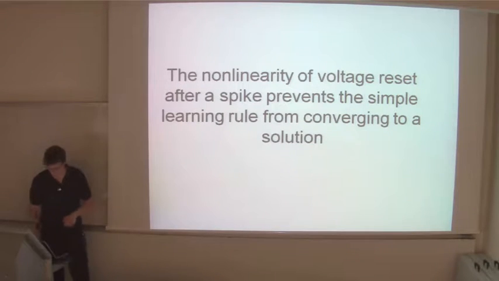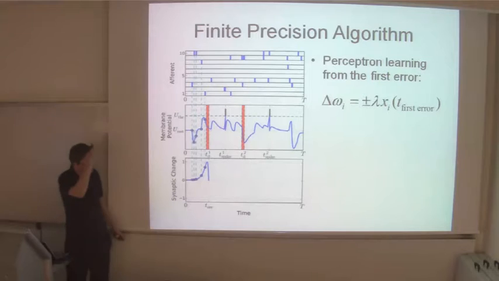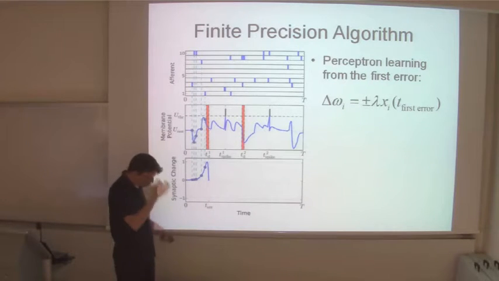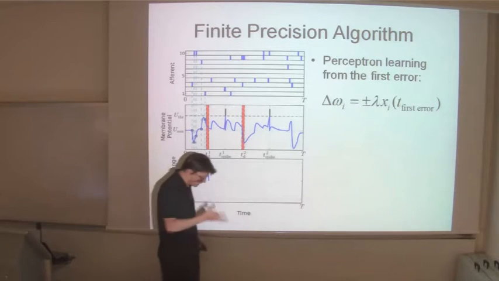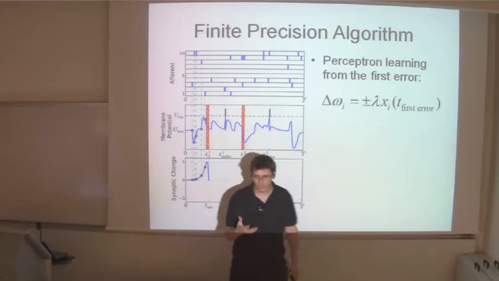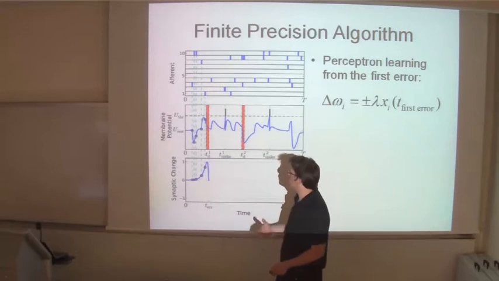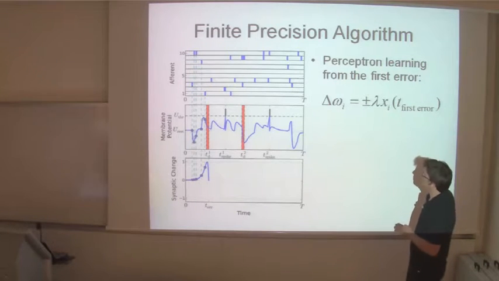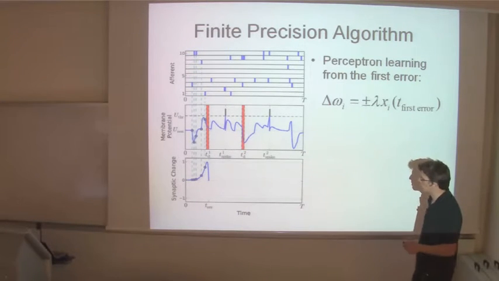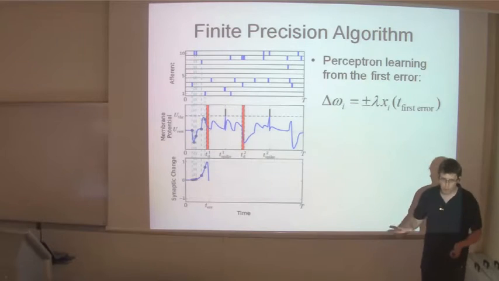So our solution is to try to negate this problem in a simple way, which is to do exactly the simple perceptron-like learning that we discussed, but only from the first error. This is the finite precision algorithm. This is an algorithm that works. I will show you, and actually, we proved that it converges.